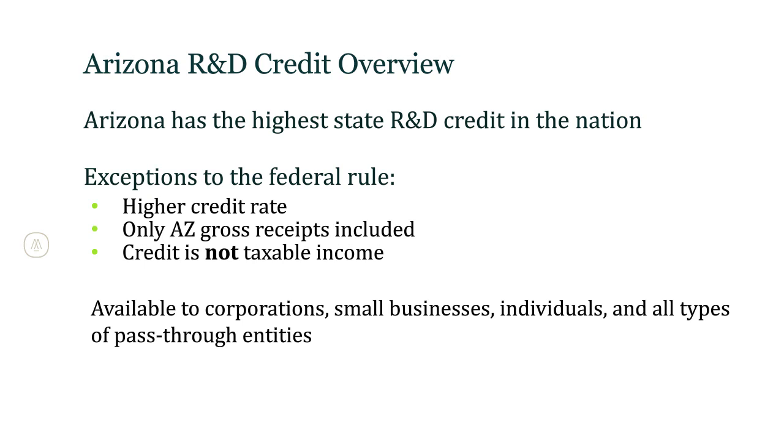And some of the exceptions for the Arizona credit is, as I mentioned, a higher credit, only focused on gross receipts from Arizona. And that becomes a little bit deeper, but basically, in some cases, we're figuring out the gross receipts for an entity multiplied by basically a base rate to come up with what minimum amounts of R&D you have to do to get a credit. And so having low gross receipts is a very positive thing in this case for the Arizona one. And the other big difference is the credit is not taxable income.